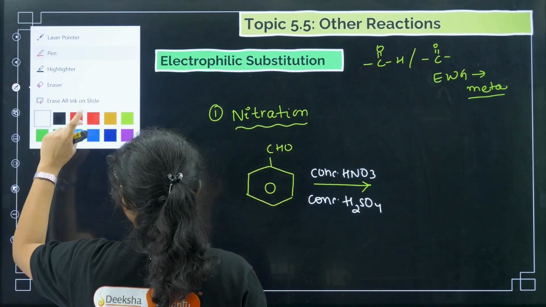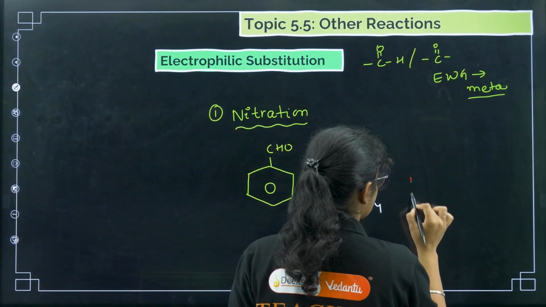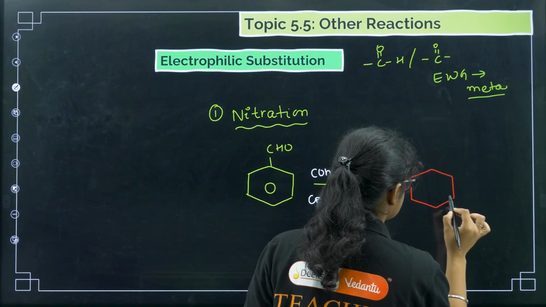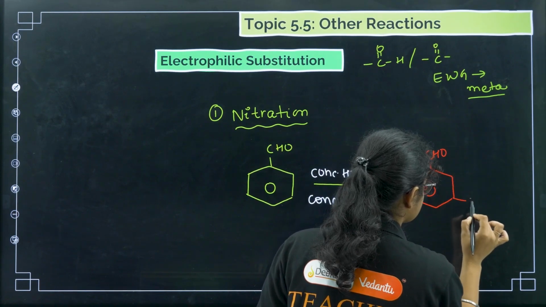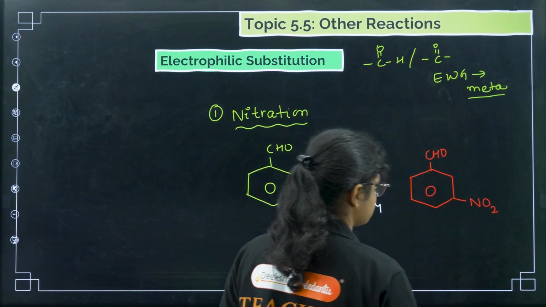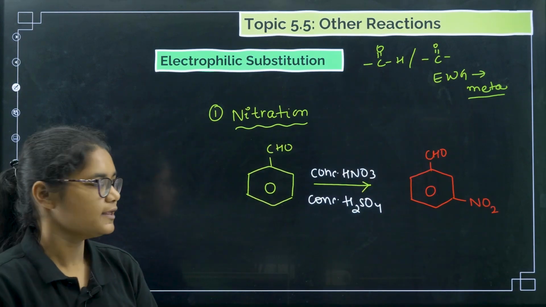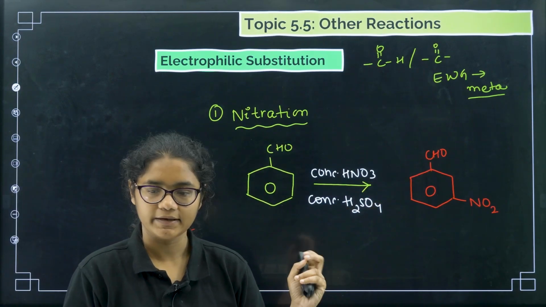What we have to remember is that the nitro group will be attached at the meta position, right? So the NO2 group will be attached at the meta position. Okay, so we'll get only one product. Clear?